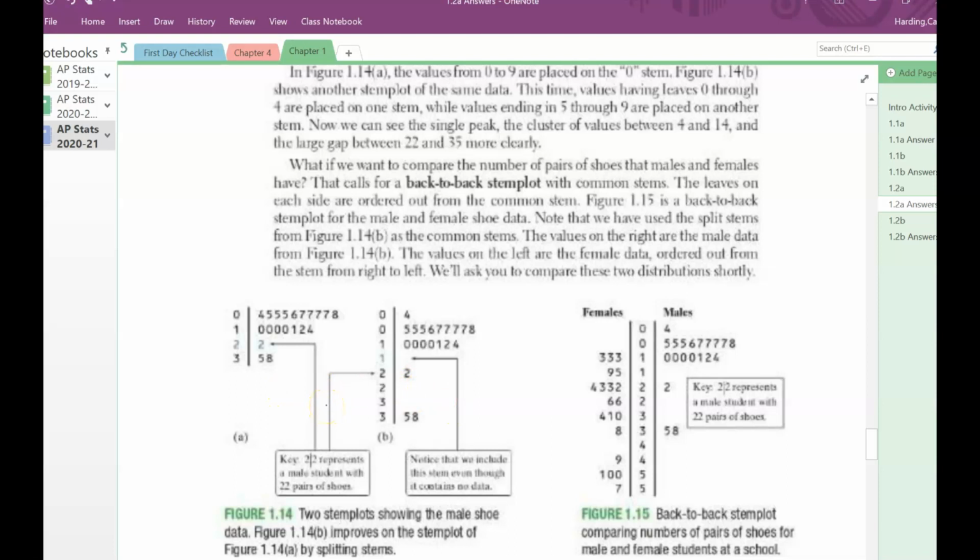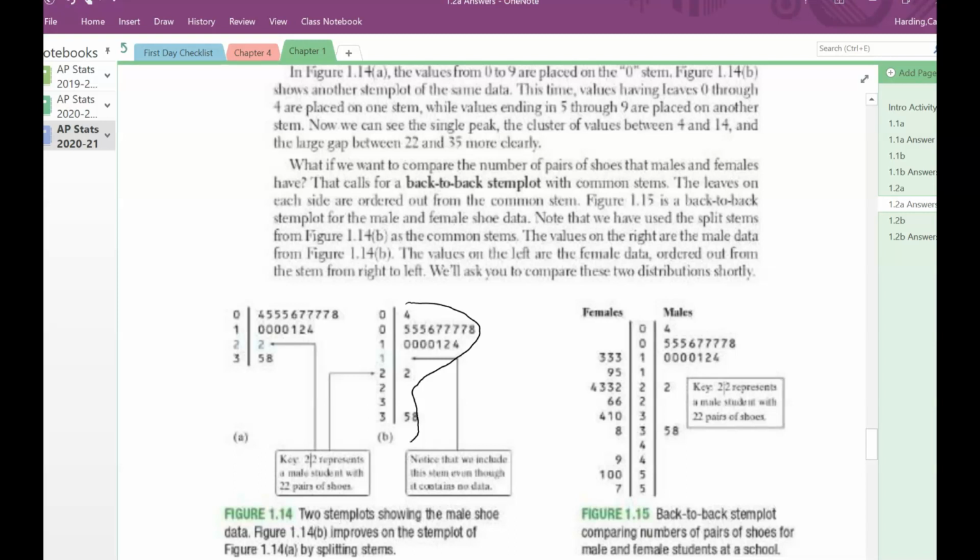You can describe a distribution from the stem plot also. So I could take a look at that and I could see that this is unimodal, skewed right, outliers potentially at 35 and 38, a center somewhere possibly around 11, 12, and the variability would be from 4 pairs of shoes to 38 pairs of shoes, so a range of 34. You can describe a distribution exactly the same way from a stem plot as you do from a dot plot or a histogram.